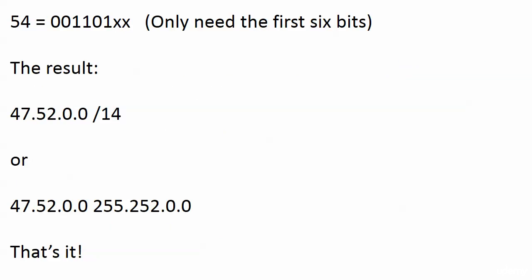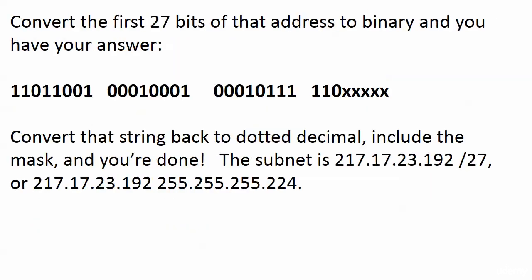So here it is, 54 equals in binary 001101, and another bit or 2 might be set, but we don't care because we're Xing those out. We only need the first 6 bits. So what do we have there? We have 128 at 0, 64 at 0. We have 32 and 16 set to 1, so that's 48. And then we've got 4 more. There the 4-bit is set, and then we don't care. So the result is 47.52.0.0/14.